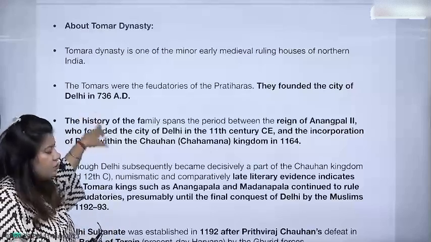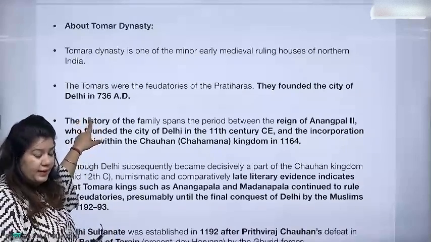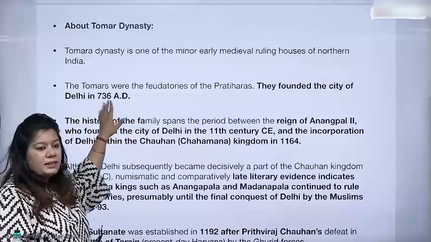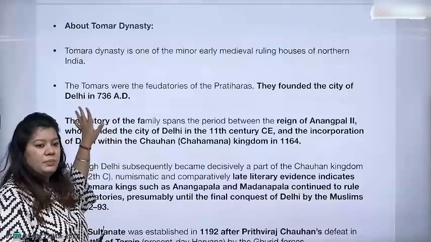Here the information is given wrong, so you need to correct it. Here it's written that they founded the city of Delhi in 736 AD. It's wrong. ठीक है, इसको learn मत करना.